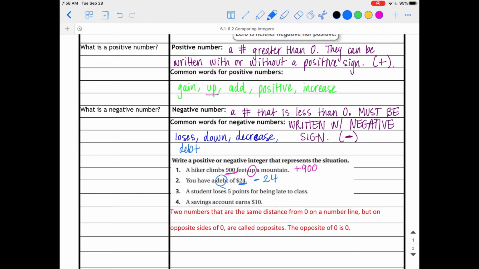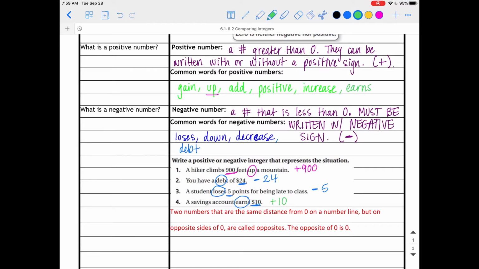All right, a student loses, let's circle the keyword, 5 points for being late to class. Always be on time. All right, minus 5 points to that student. And a savings account earns $10. We can add that word to our list of positive words, earns, because as if you're earning for chores, that is going to be a positive number, positive 10.